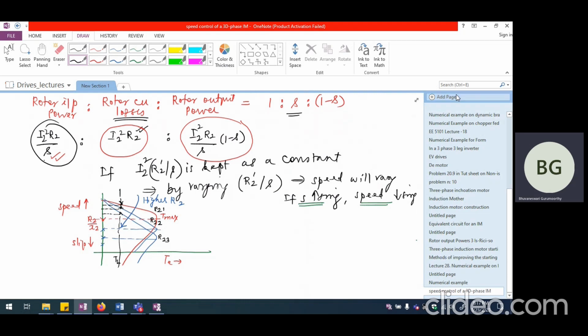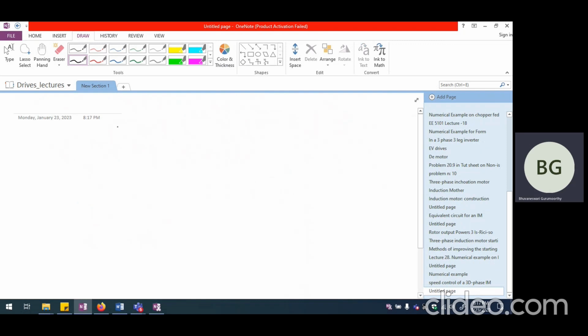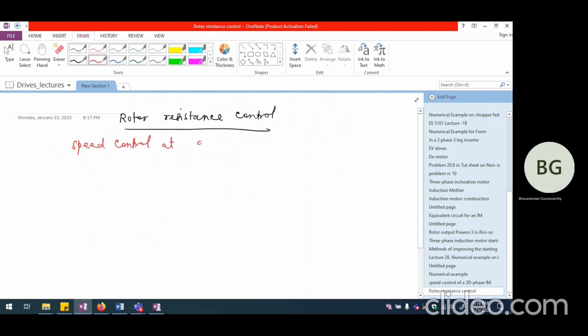So in a wound rotor induction motor, rotor resistance control is a legitimate method of speed control. This can allow you to achieve a good amount of speed control at a given torque value.